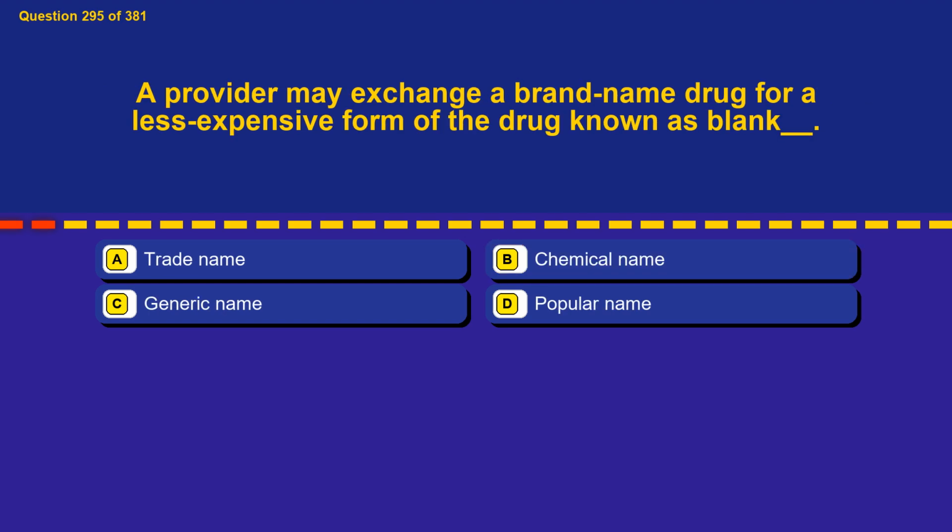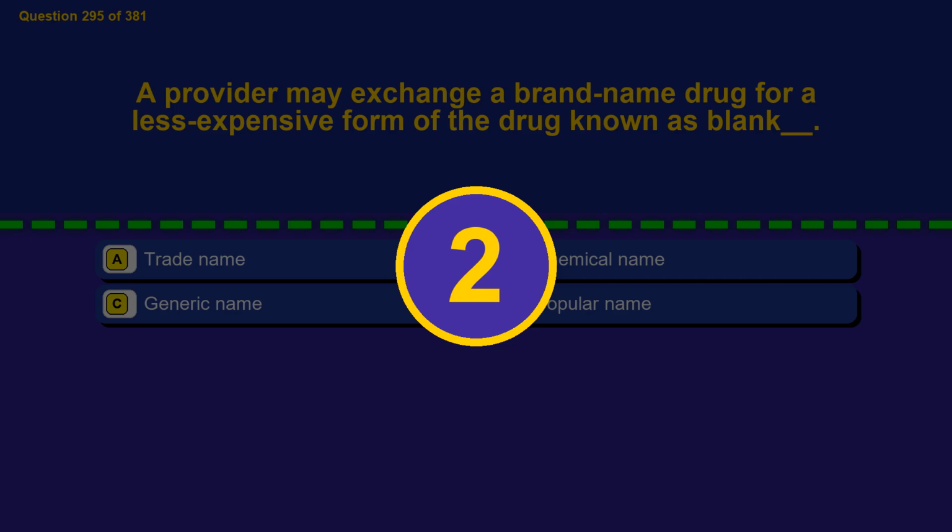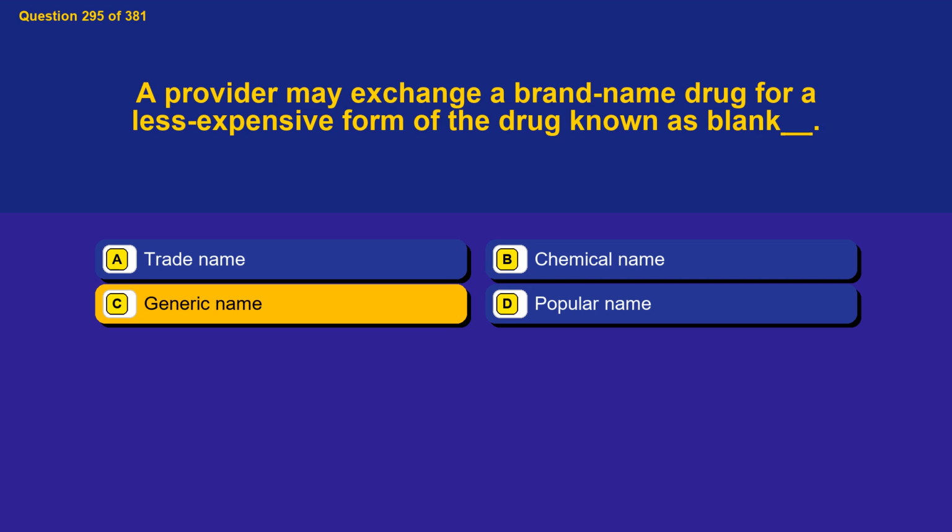Question 295. A provider may exchange a brand name drug for a less expensive form of the drug known as blank. Option A, a trade name. Option B, chemical name. Option C, a generic name. Option D, popular name. The correct answer is option C, generic name.